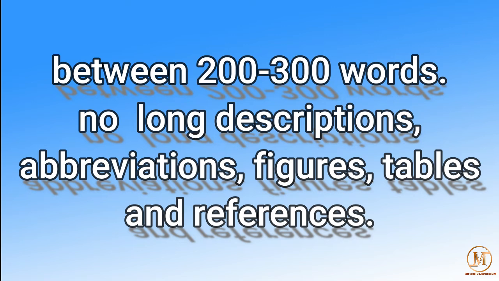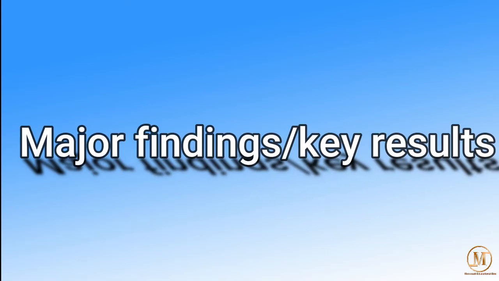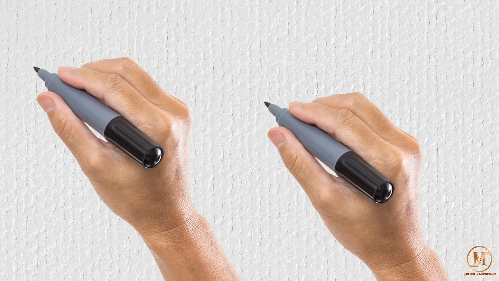The next part, you are not allowed to use figures, tables, or references to figures and tables. And overall, you are not allowed to use references in your abstract. Remember that the abstract is the summarization of your research work, and you should combine them all together in 170 to 300 words, and consider those 4 components: the background, methods, major findings and key results, and conclusions.